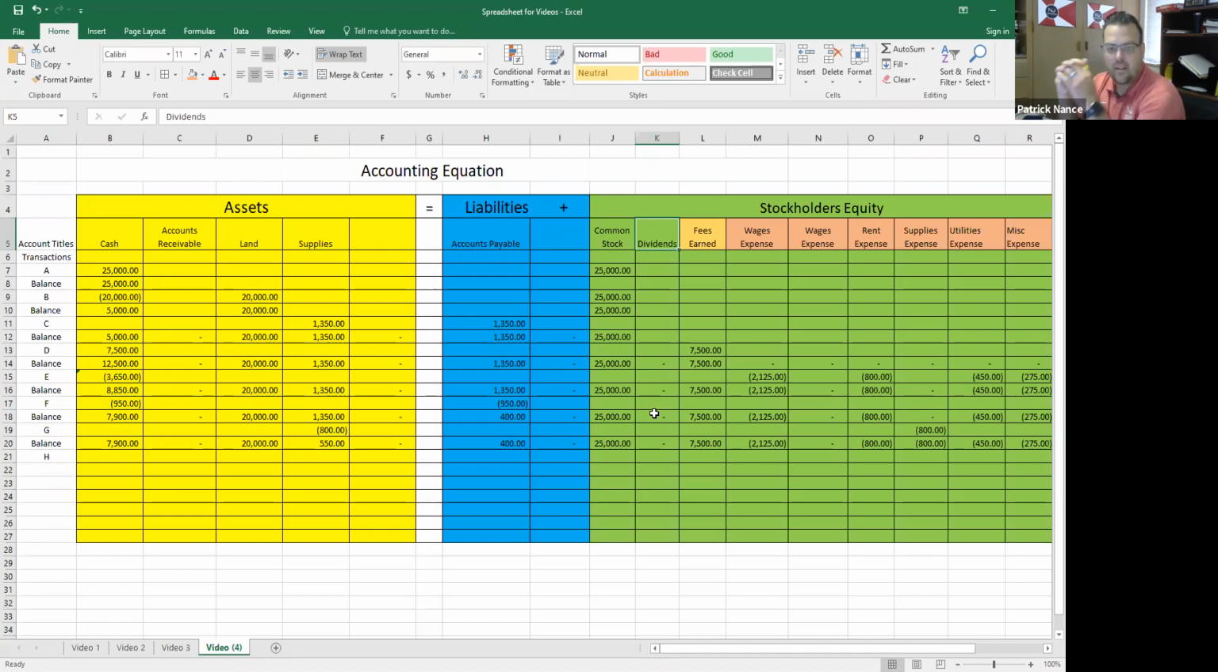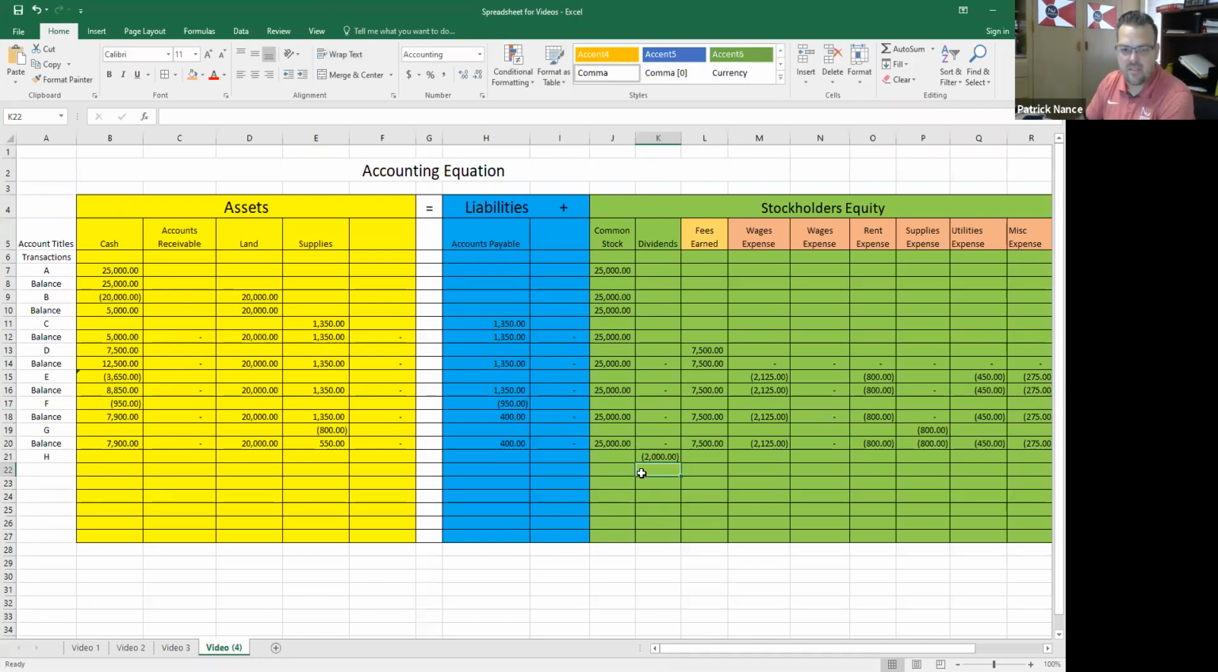So a dividend is just exactly what it sounds like. I am taking the money the company has made, either in the past or this year or whenever, and I'm paying it out to the owners. So that's a reduction in equity, a decrease in equity, which means my dividend, much like the expense account, will have a negative number in it. So I paid $2,000 worth of dividends. And it says that I paid them, which means I paid them in cash. So cash is going to go down by $2,000 as well.